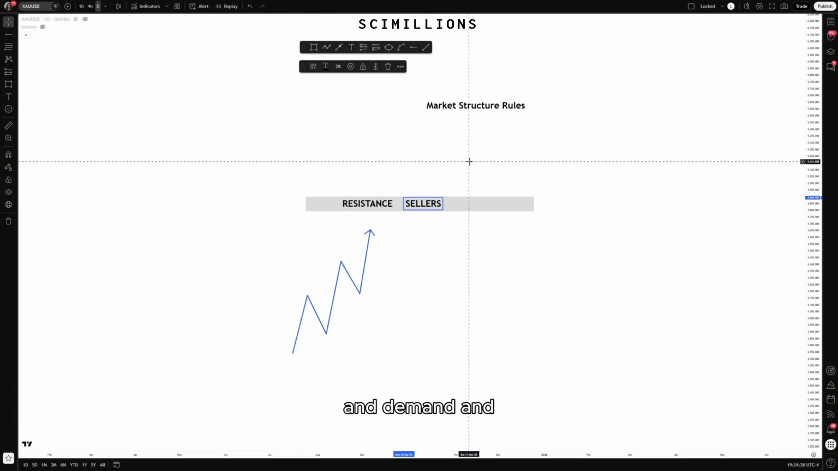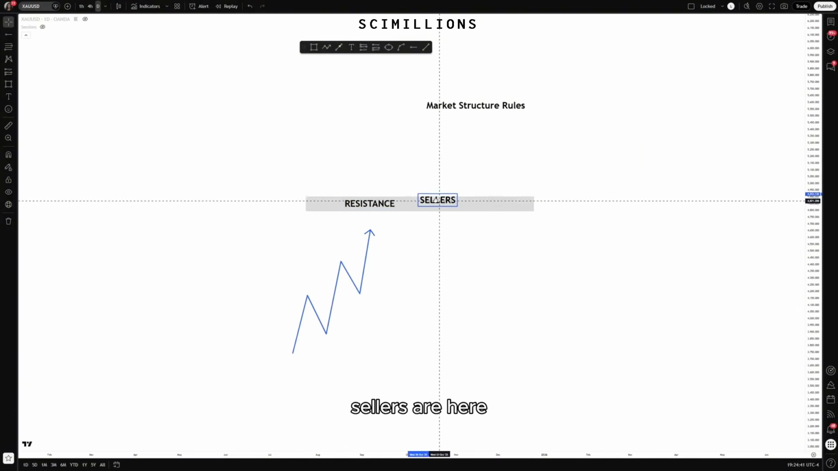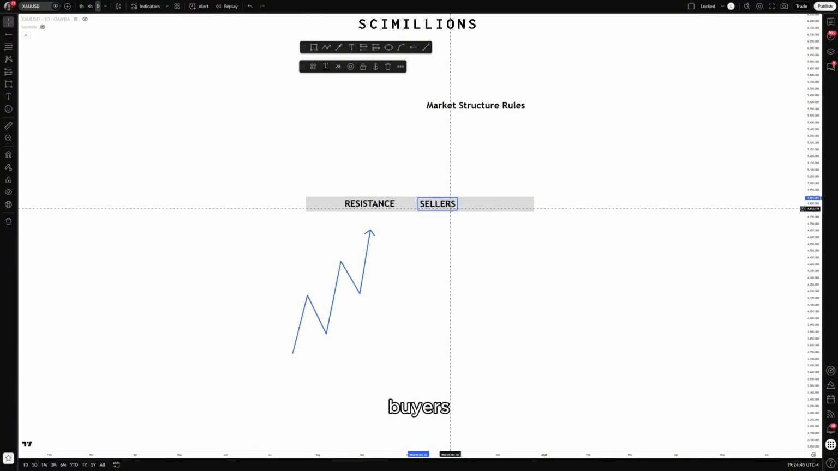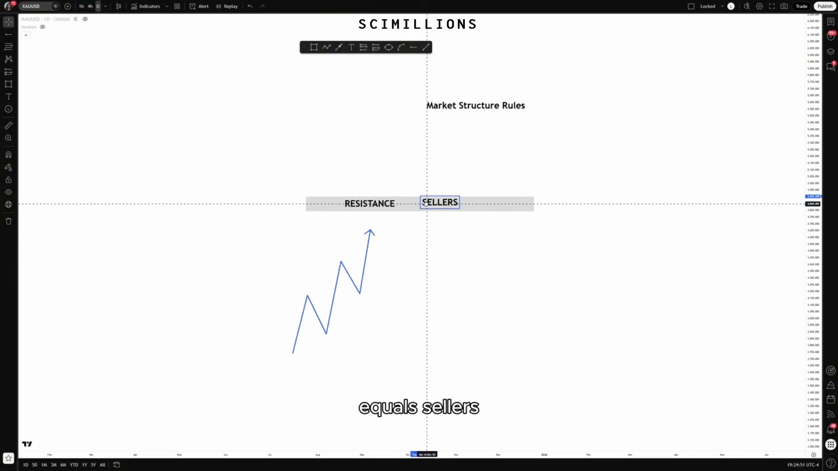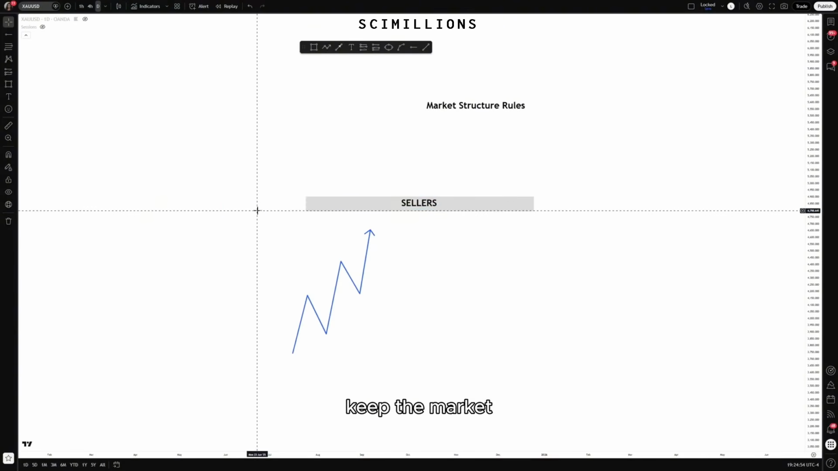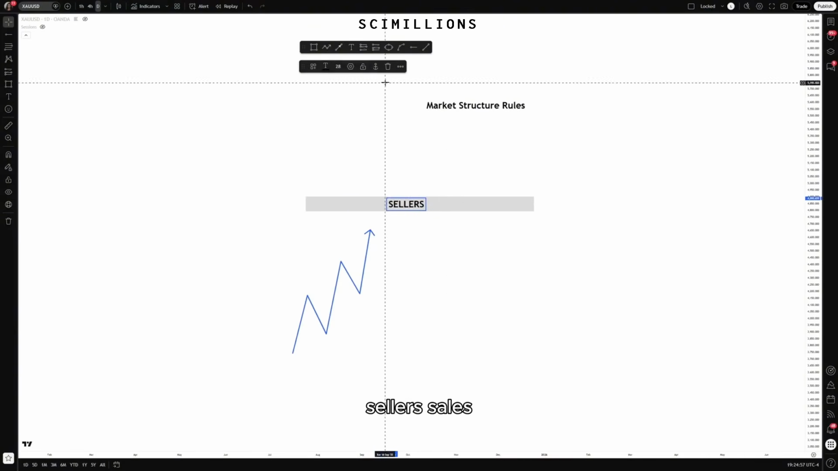I know some people say supply and demand and all these other things, but I like to keep it simple. Sellers are here. All the market is buyers and sellers. A bunch of buyers, a bunch of sellers, right? So resistance equals sellers. Sellers are what keep the market pushing down. Obviously, sellers, sales is going down.